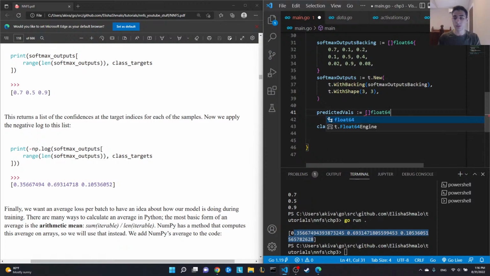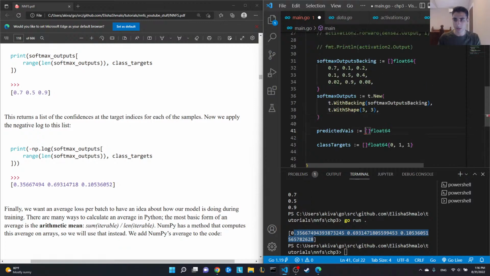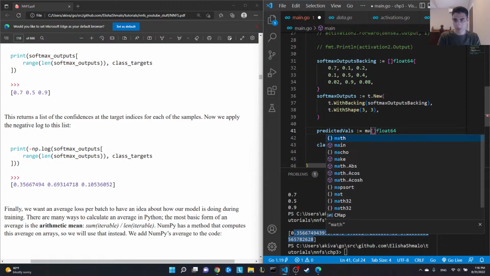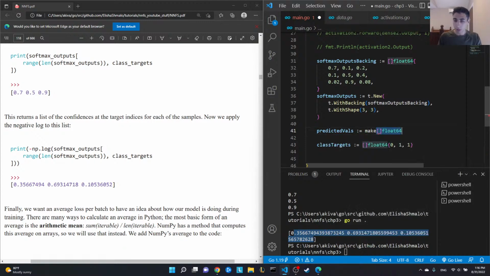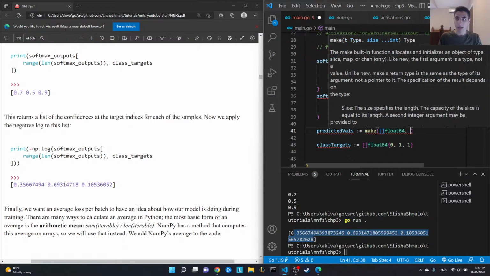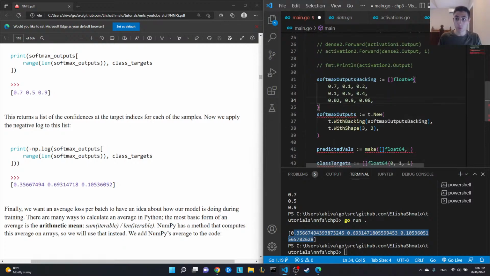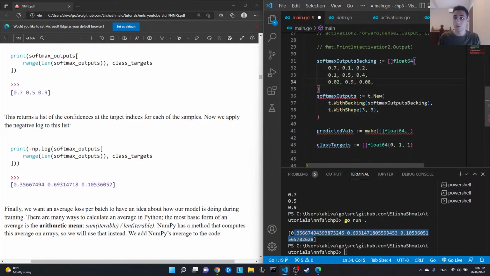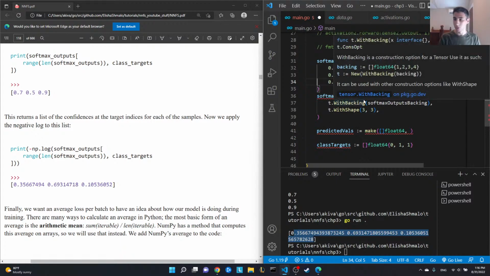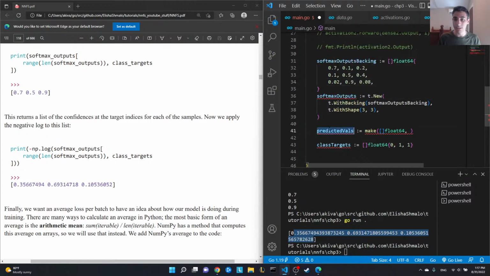I'm only showing this because when we're actually learning how to code this, we're going to have to learn how to take in the output from the neural network, which will be in the form of a tensor. So we have to learn how to calculate the loss from the form of a tensor. And we're going to be switching back and forth between Golang objects and tensor objects, but just follow with me. So the predicted values will be a list of float64s.